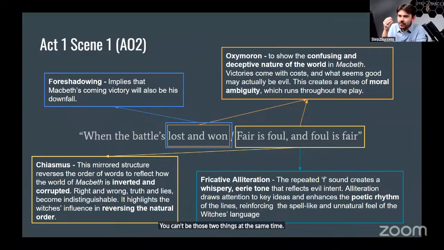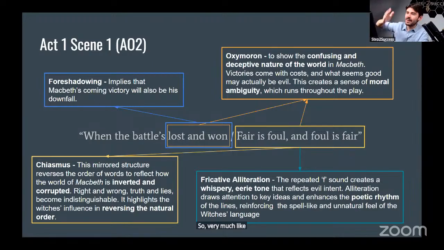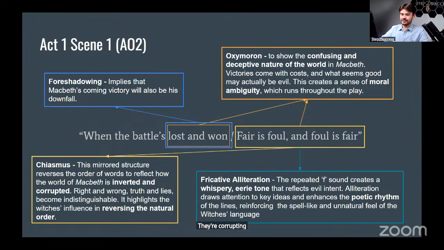Now, we get this thing called chiasmus, and this means when we mirror things in reverse order. So "foul is fair, fair is foul," sorry, "fair is foul, foul is fair." We get a reversal of these two things, a mirroring. So on a metaphorical level, this represents inverted corruption in the world. So very much like how the sentence has been flipped around, the world has been as well. It represents that they are reversing the natural order of the world. They're breaking the great chain of being. They're corrupting Macbeth, much like how they're corrupting the language of the world.